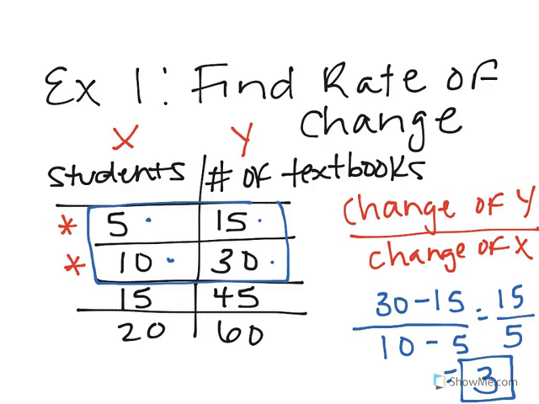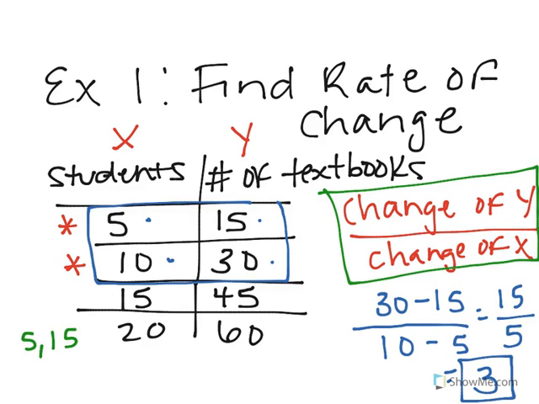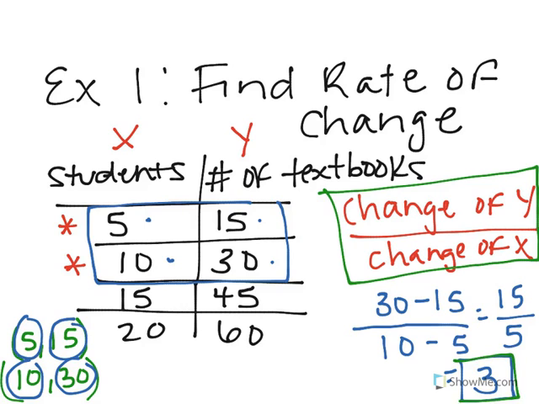Again, using this formula, my change of y over change of x, picking any 2 points, I chose the first 2. So my points here were really 5, 15, my xy pair, and then my point here was 10, 30. So then I subtracted my 30 and 15, and then I subtracted 10 and 5. Divided it and got my answer of 3. So that's the process that you're going to use in order to find rate of change.